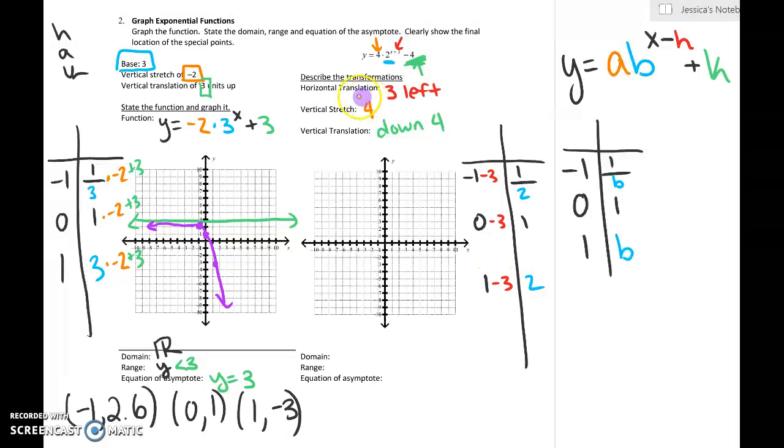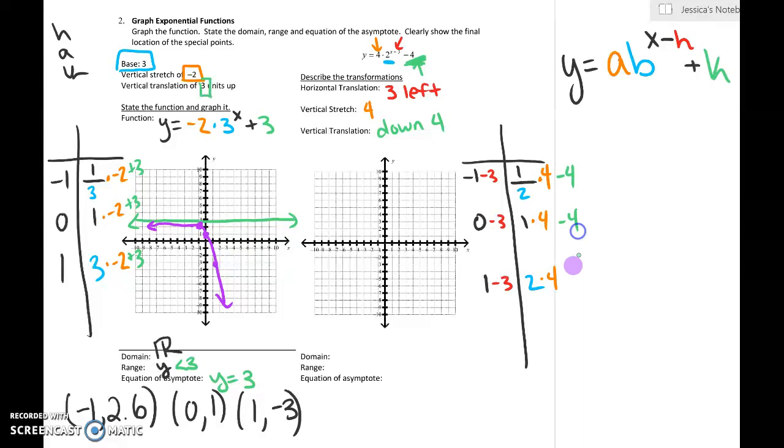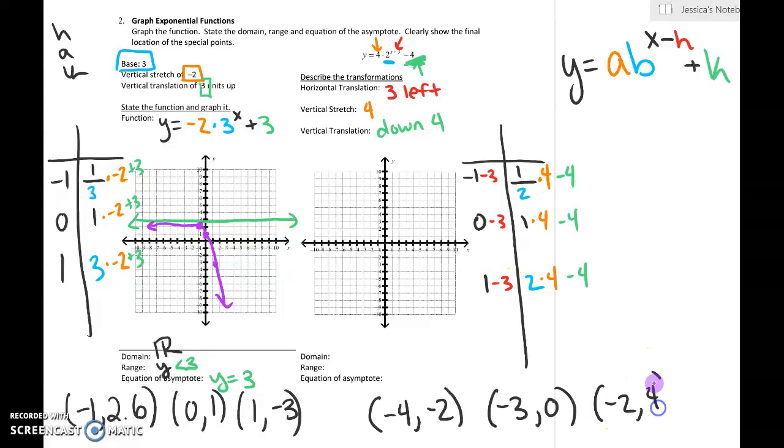Okay. Vertical stretch, you're always going to multiply your y's, and it will say that on your quiz, so don't worry about it. And then vertical translation, 4 down, that means I'm going to subtract 4, which means I'm going to go ahead and erase this. Hopefully you guys had that written down. -4, -4, and -4. What I'm going to do is simplify these 3 coordinates. So it's going to be -4. That would give me 2 minus 4, which is -2. That would be -3. That's 4 minus 4, that's 0. And that's -2. That's 8 minus 4, which is 4.